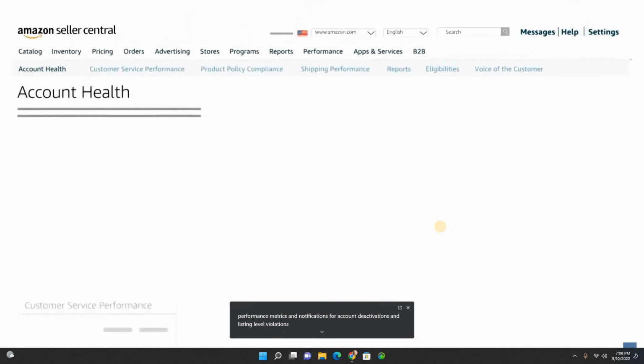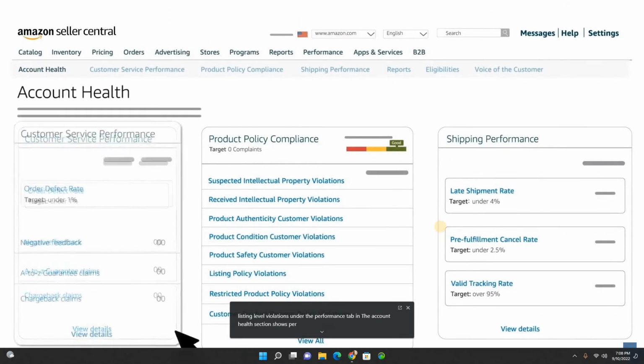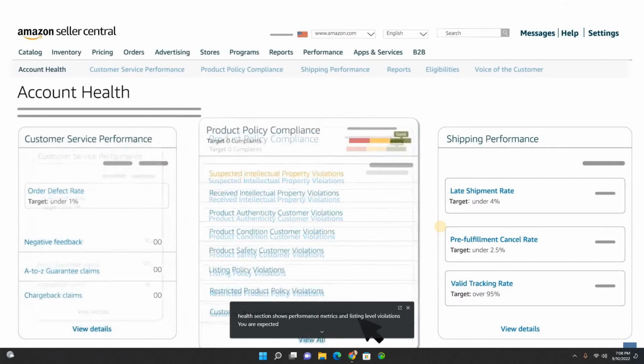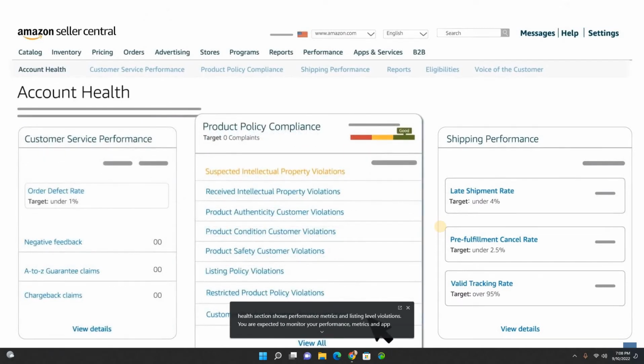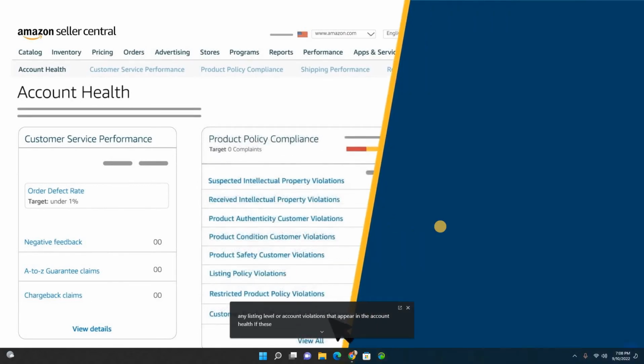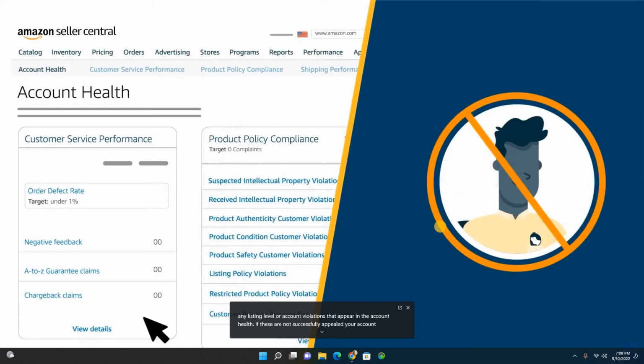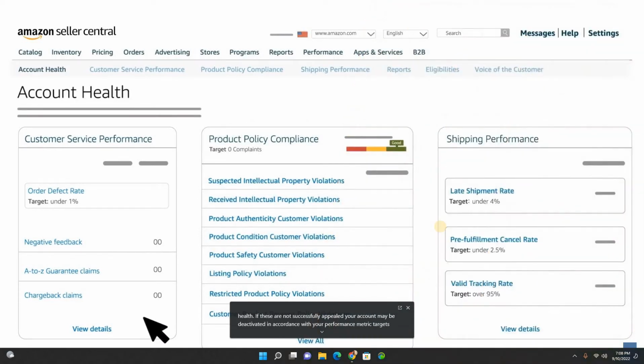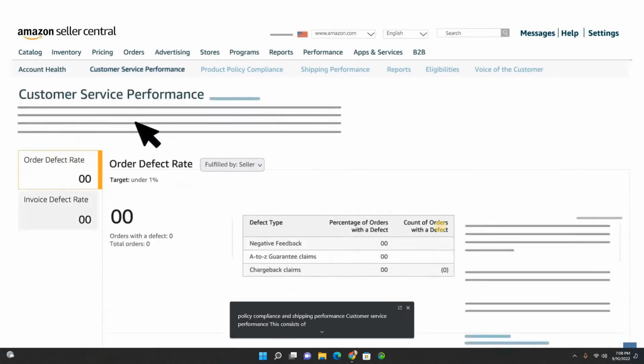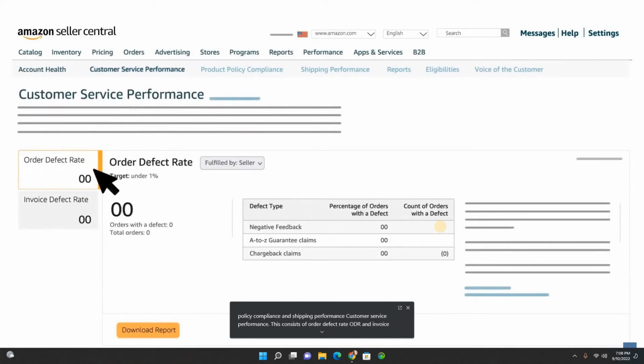The Account Health section shows performance metrics and listing level violations. You are expected to monitor your performance metrics and appeal any listing level or account violations that appear in the Account Health. If these are not successfully appealed, your account may be deactivated in accordance with your performance metric targets. Account Health is divided into 3 sections: customer service performance, product policy compliance, and shipping performance. Customer service performance consists of order defect rate, ODR, and invoice defect rate, IDR. Let's dive into each one of them.